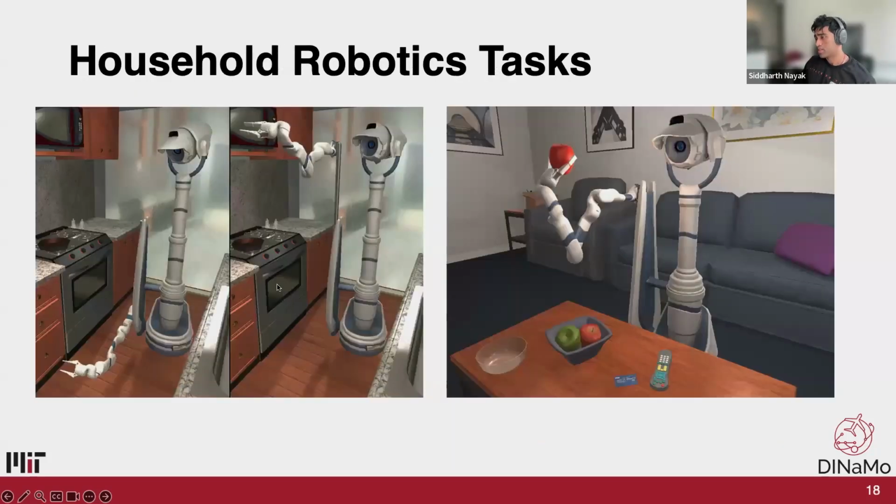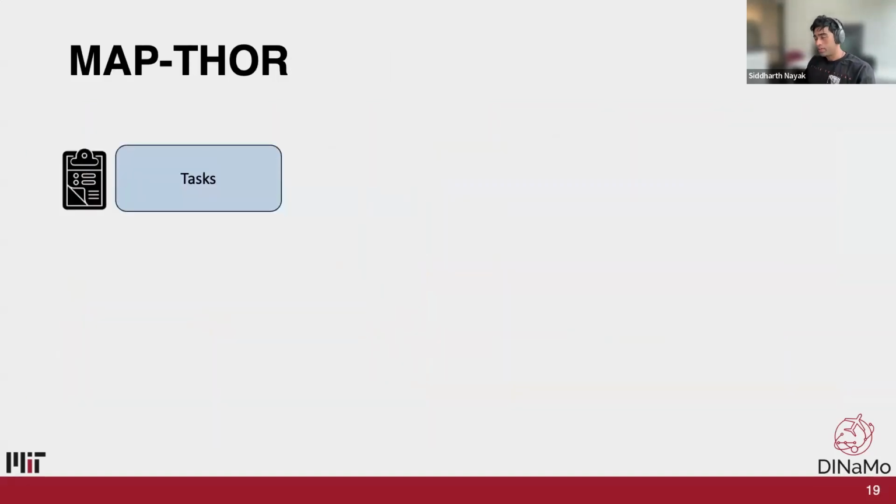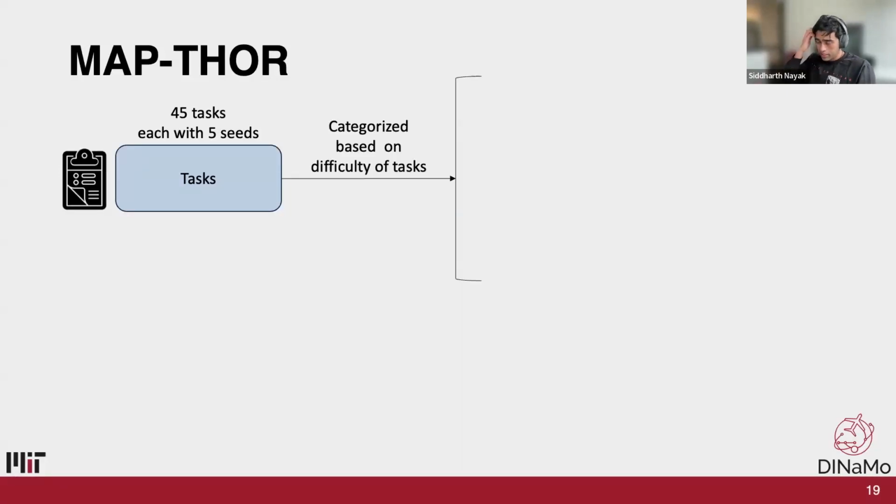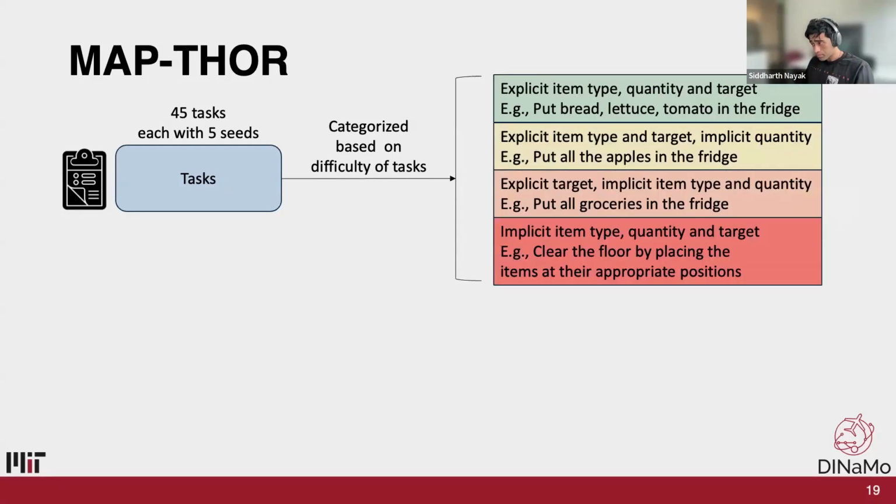The first one is on a list of household tasks where we have multiple of these robots trying to help do some generic household things. Another contribution that we make in our paper is that we introduce a data set called MapThor, which is based on the AI2-THOR simulator. We introduce 45 different tasks, each instantiated with 5 different seeds, and each of these tasks is categorized based on difficulty, where the difficulty is based on how vague the instruction is.